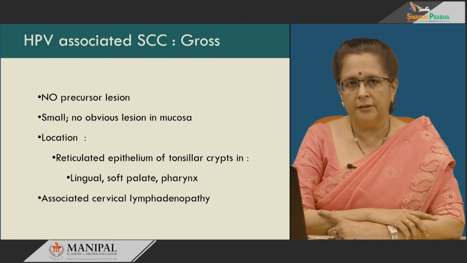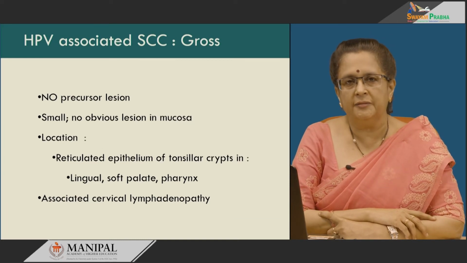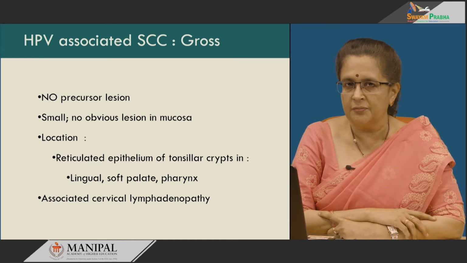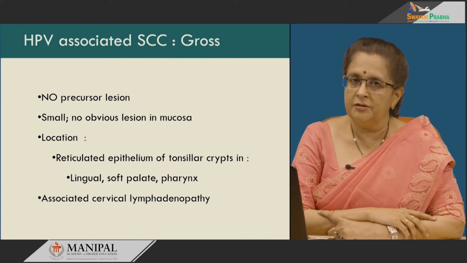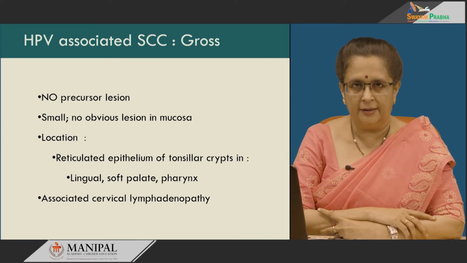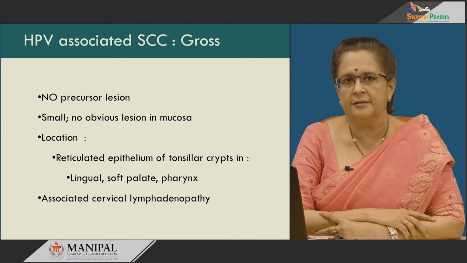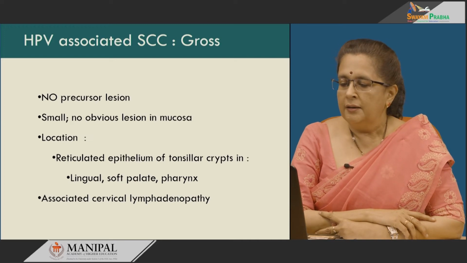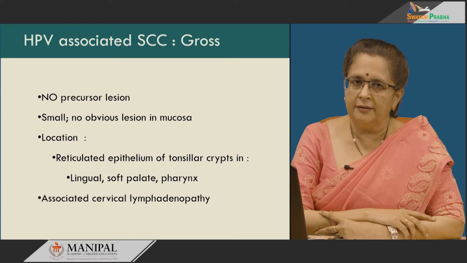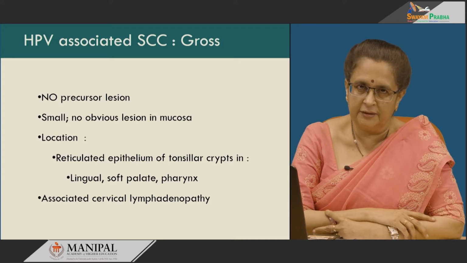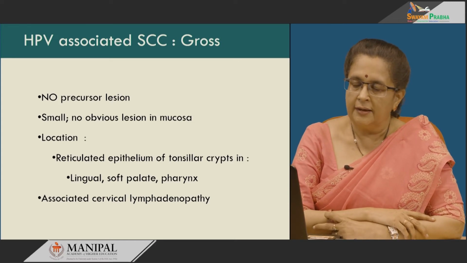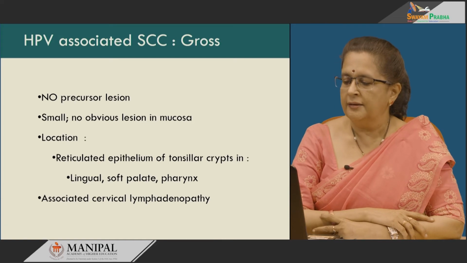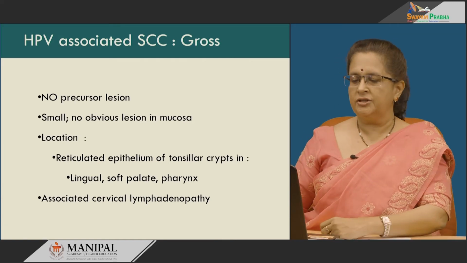Now, we move on to the HPV associated squamous cell carcinoma. Grossly, it is a very small lesion and absolutely no precursors are seen, or at least we have not detected any precursor lesion till now. The location is wherever the tonsils are, which means base of the tongue, then oropharynx as well as the palate. So, lingual, soft palate and pharyngeal tonsils.